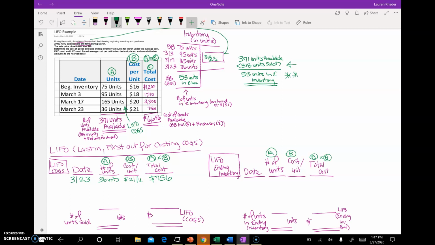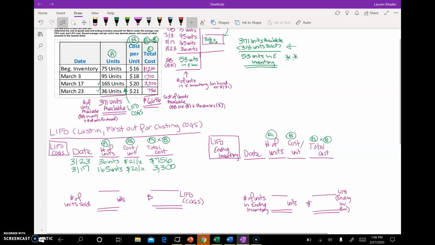We're going to work our way back. Up here, did we sell at least 165 more units? Well, yes, we know we did because we're nowhere close to 318 units yet. So as of March 17th, we purchased 165 units, and for those units, we paid $20 per unit. And we're going to expense the entire layer, $3,300.